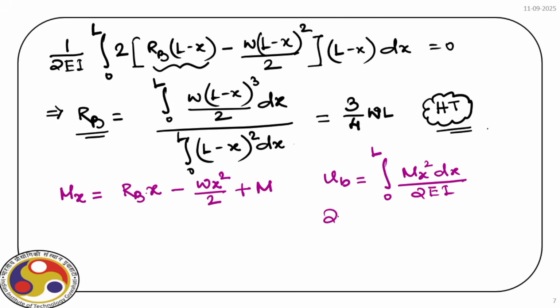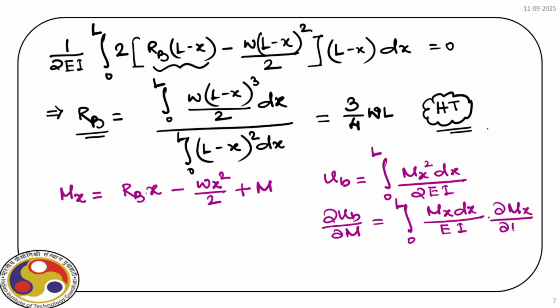And if we differentiate this bending strain energy with respect to M, then we have 0 to L Mx dx divided by EI times Mx differentiated with respect to M. Okay, so let us complete the task.